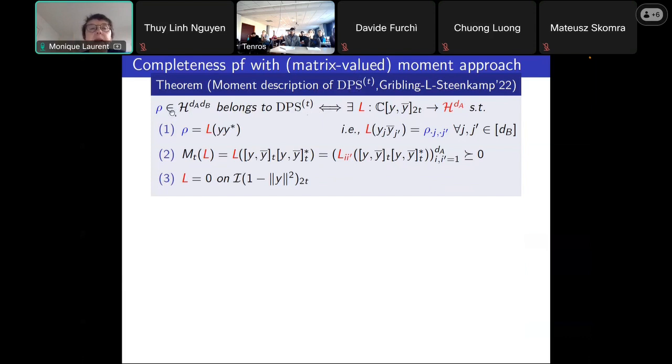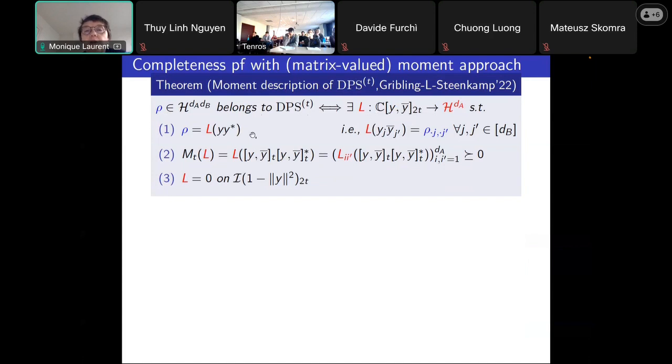So what is the claim? A state rho belongs to the DPS relaxation of order t if and only if the following holds. There is a linear functional L acting only on variables y and y conjugate, on the space of complex polynomials in variables y and y conjugate of degree at most 2t. The point now is that L takes its values not in scalars, but in Hermitian matrices of size d_A.